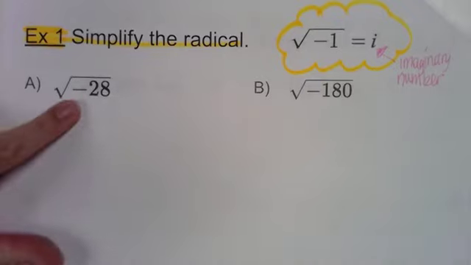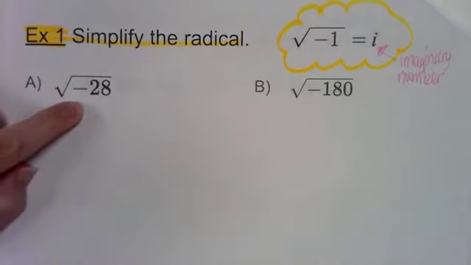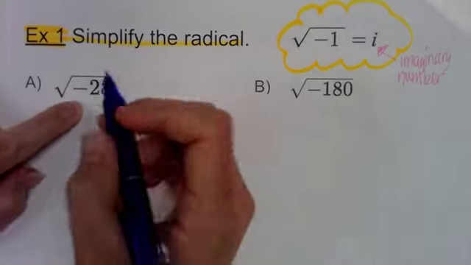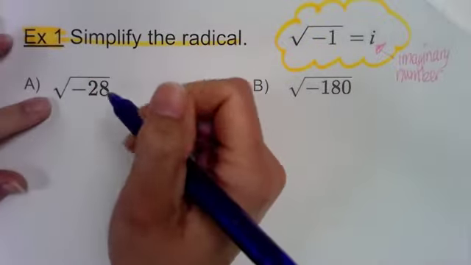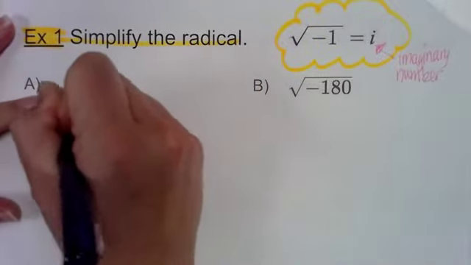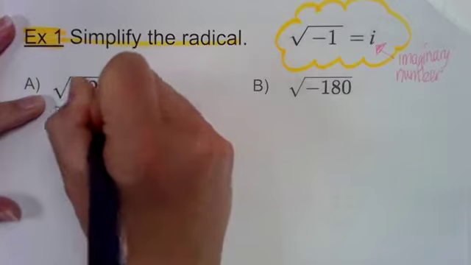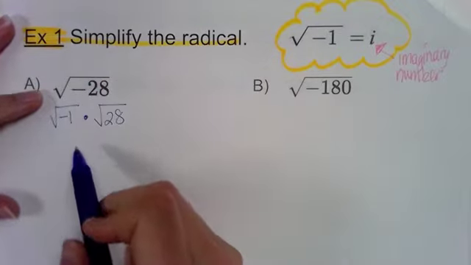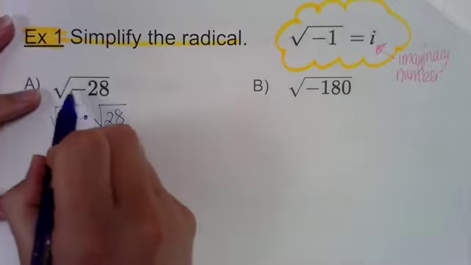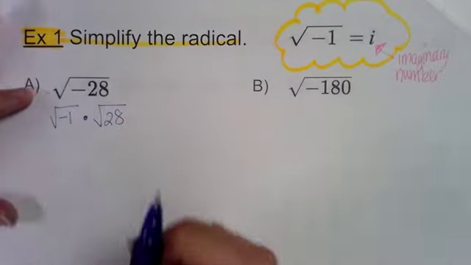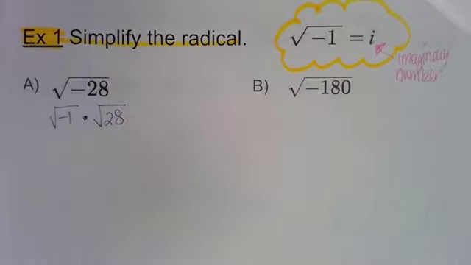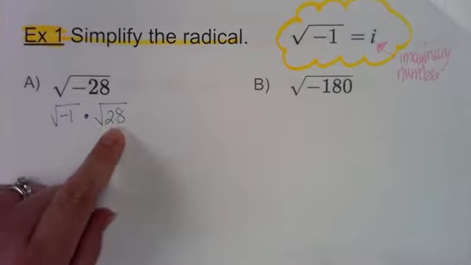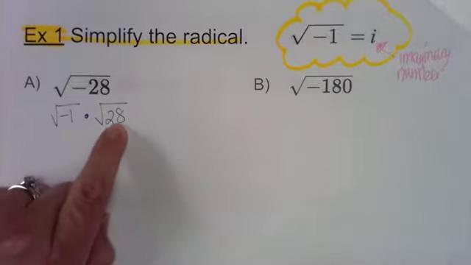So, here's what we're going to do. We're going to simplify the radical. First, we're going to take apart the negative. So, I have the square root of -28. I'm going to break it apart into the square root of -1 times the square root of 28. -1 times 28 gets me back to where I started with -28. So first I'm just going to pull off the negative, separate that negative. Now my job is to simplify the square root of 28.